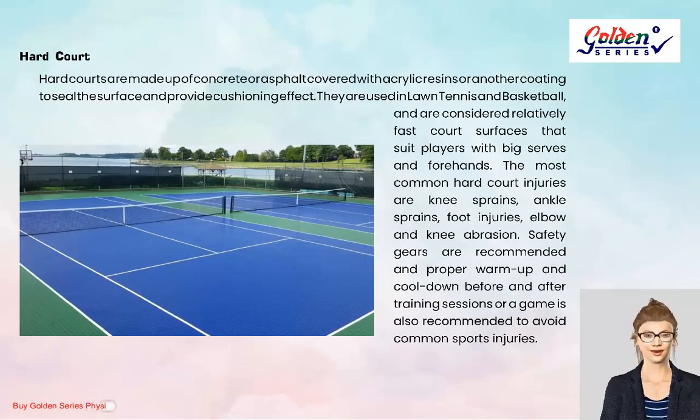Hard court. Hard courts are made up of concrete or asphalt covered with acrylic resins or another coating to seal the surface and provide a cushioning effect. They are used in lawn tennis and basketball and are considered relatively fast court surfaces that suit players with big serves and forehands. The most common hard court injuries are knee sprains, ankle sprains, foot injuries, elbow and knee abrasion. Safety gears are recommended, and proper warm-up and cool-down before and after training sessions or a game is also recommended to avoid common sports injuries.